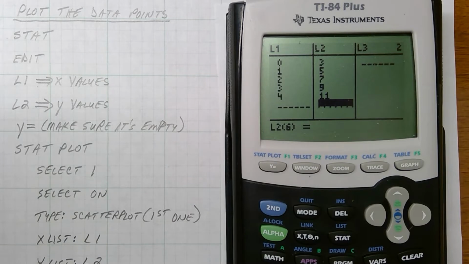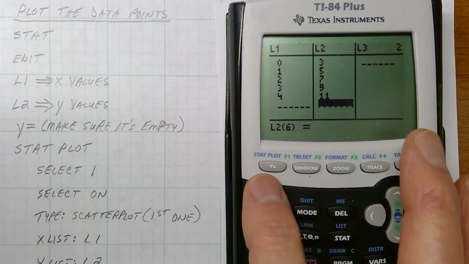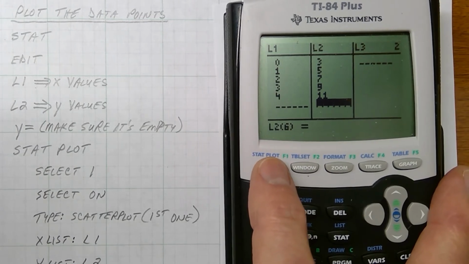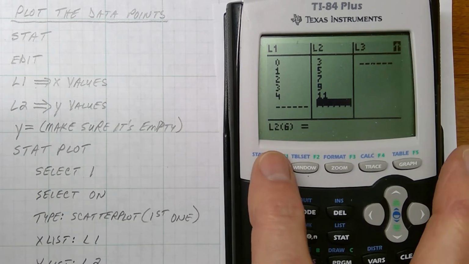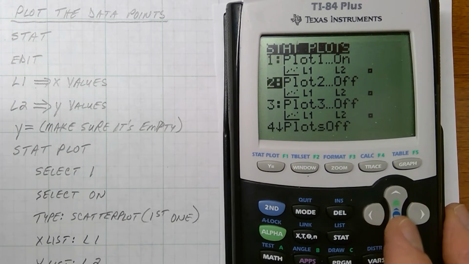All right, now that you have those in, I'm going to go ahead and try and show those dots. Now I need to set up my stat plot and make sure it's ready to go, and that it's going to show the picture that I want it to show. So I'm going to go up to stat plot, second function, stat plot, and I'm going to set this up. Now mine, I left that turned on.